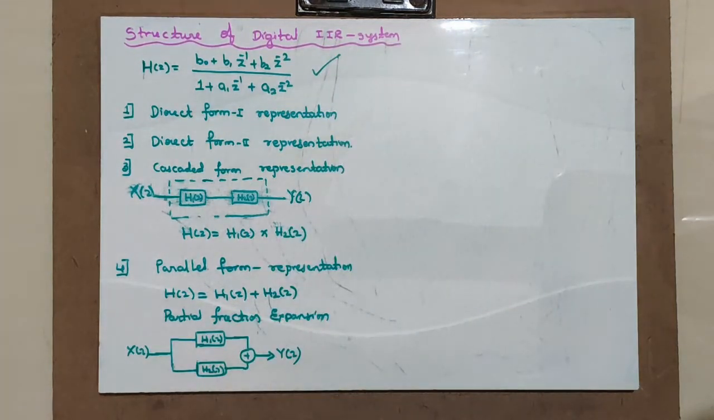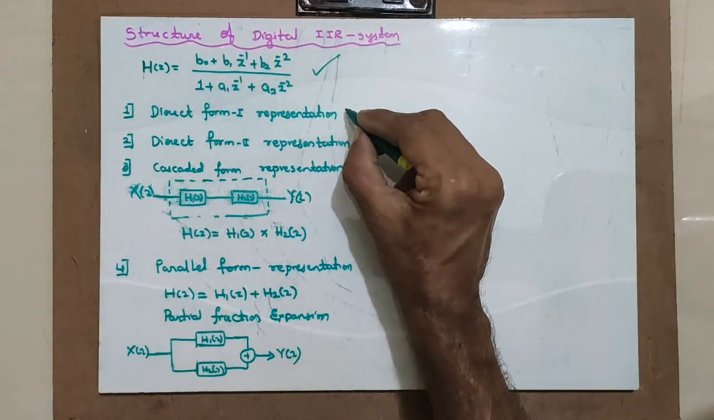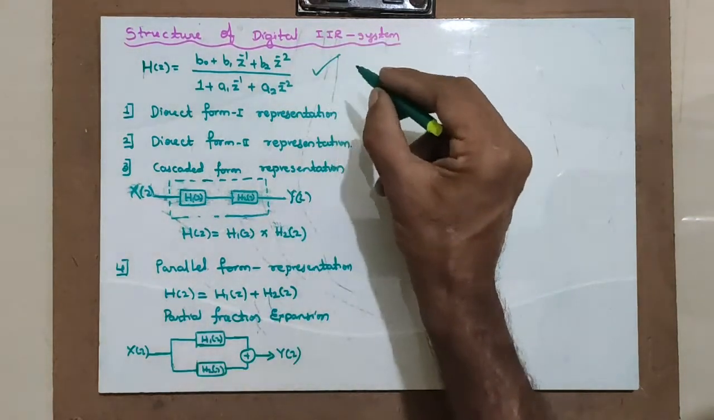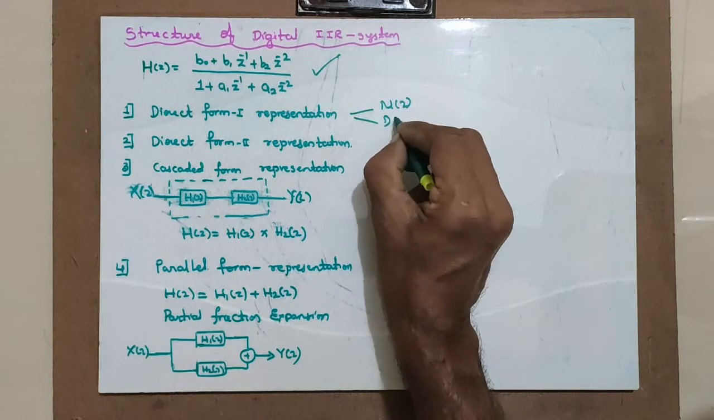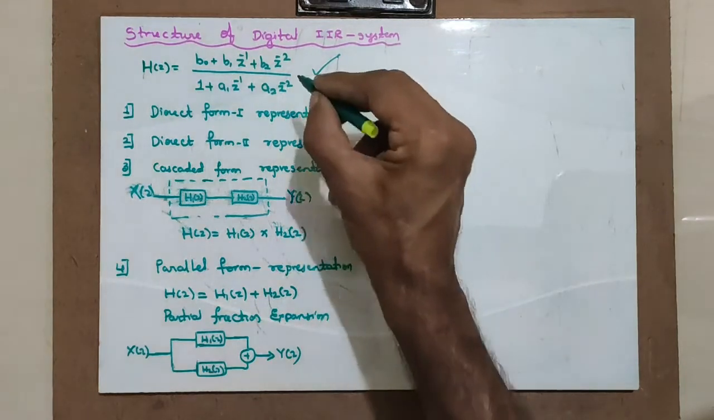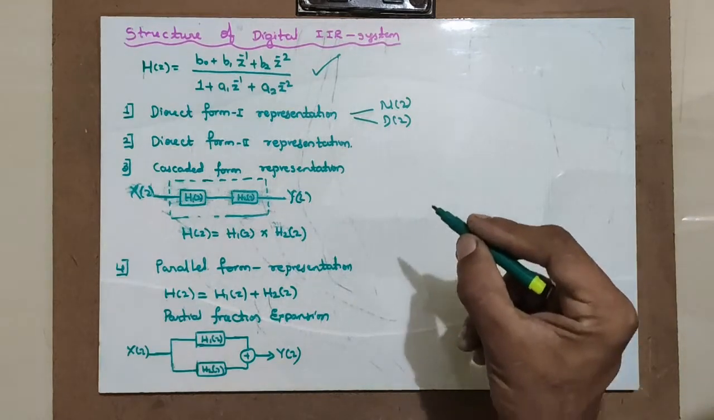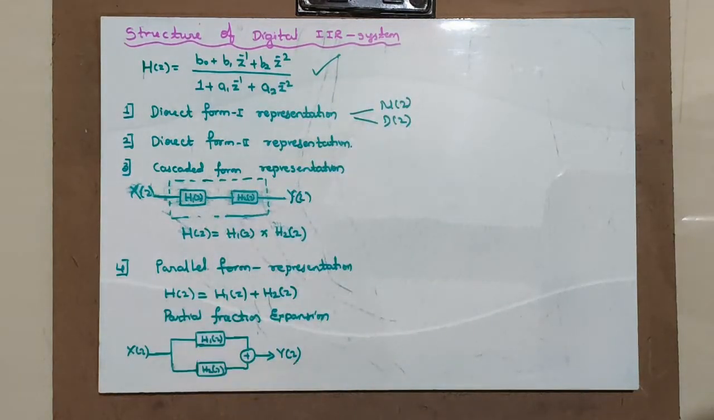See, there are four types of representation. First is direct form 1 representation. A direct form 1 representation implements directly these polynomials, both the numerator polynomial and the denominator polynomial. Directly this equation is implemented, and it needs delay elements at the input side as well as at the output side, you have to note.